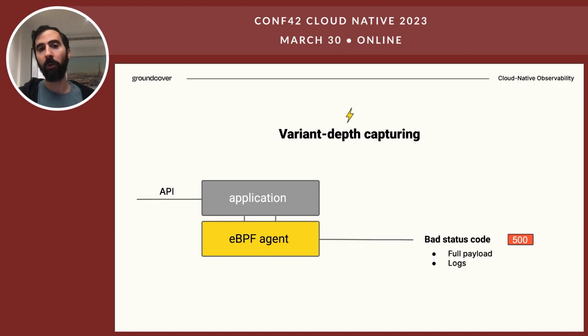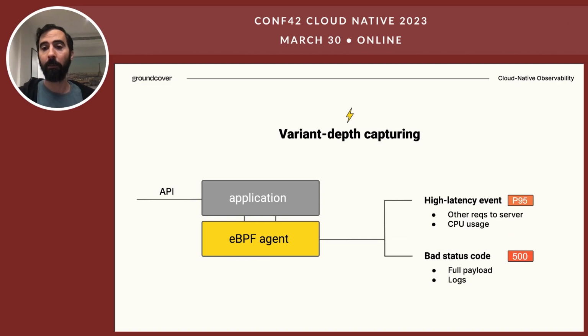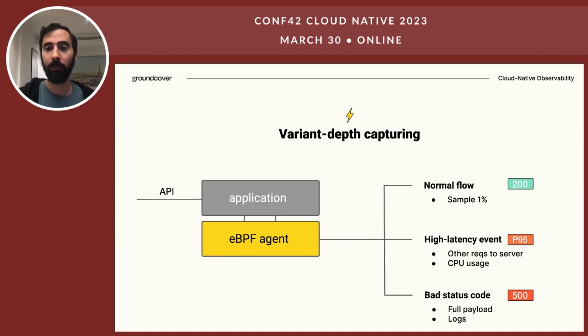And we also support variant depth capturing, which means that we can collect, for example, the full payload and all the logs around a specific failed request. But we can decide to collect other things, say for a high latency event, for example, collect the CPU usage of the node at the same time, or whatever we want. But we can collect different, very shallow things for a normal flow. And for example, not collect all the okay requests of a normal flow and just sample there differently.